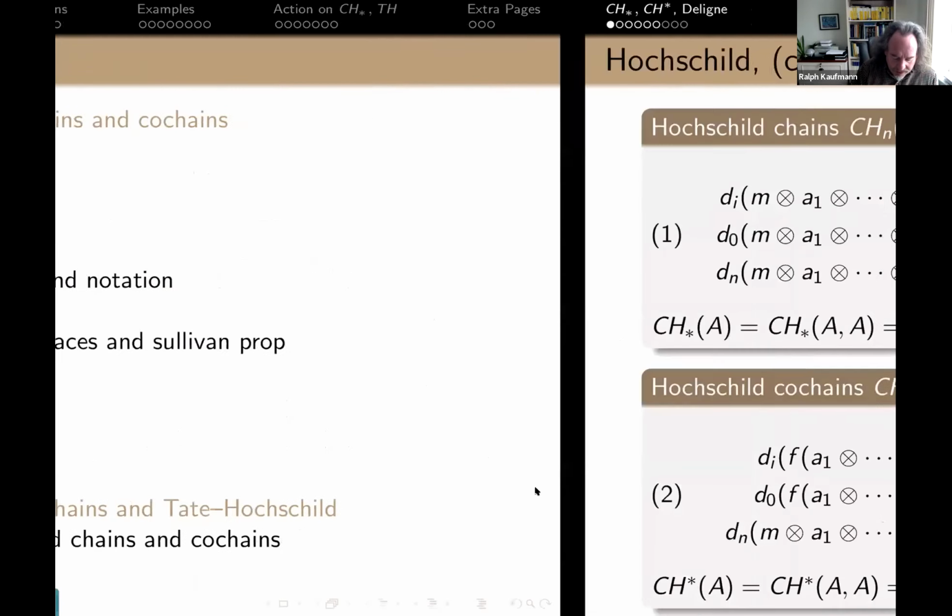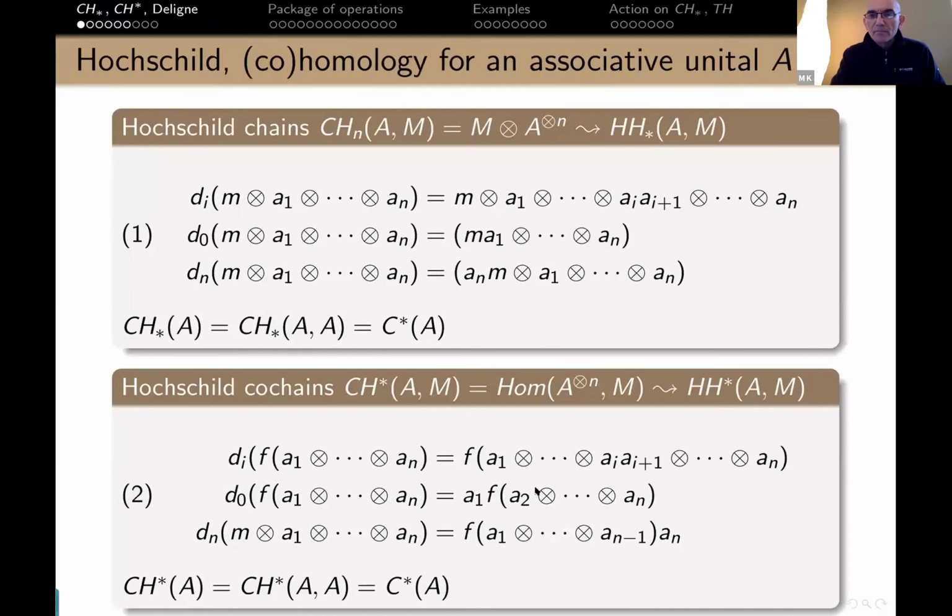So just to fix notation: I have a unital associative algebra and a bimodule, and then I can write down the Hochschild chains. They're just M tensored with A tensor N. I put M in the first slot here. This will be important later on.